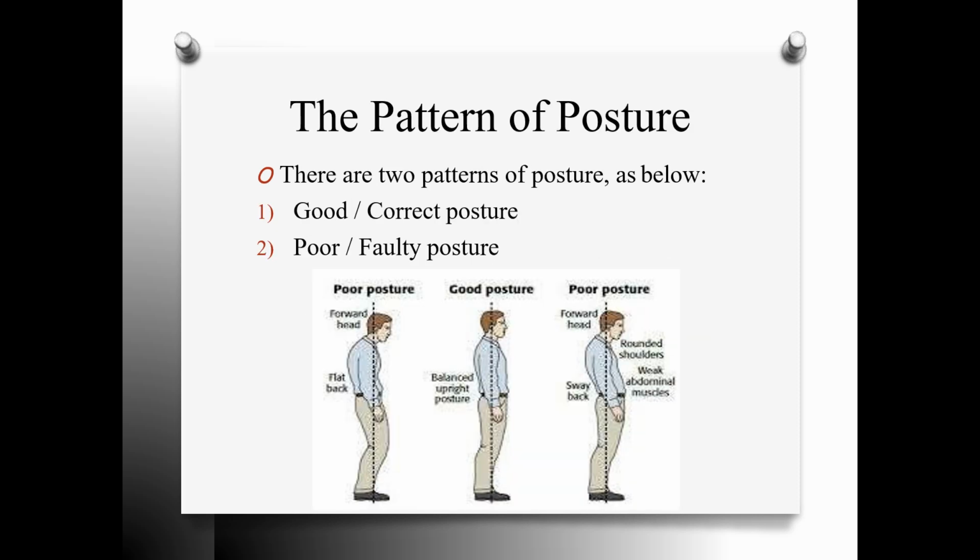Pattern of posture. There are two main types, correct and faulty. Remember this, good and poor posture we have already discussed, correct and faulty. So first you see this is the good posture. Same examples that we saw for a girl, for a man. Poor posture, that is again sway back, and this is forward head or rounded shoulder.